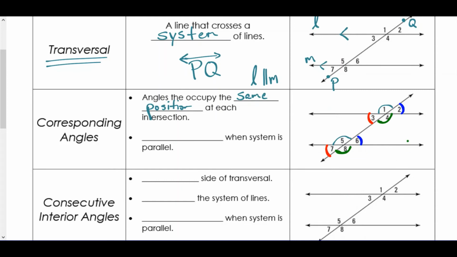When these lines are parallel like they are here, then they are congruent. So in this diagram, I could say that angle 5 is congruent to angle 1. Corresponding angles are always congruent when the system is parallel, and vice versa. If I know that angle 1 and 5 are congruent, then I also know that these two lines must be parallel.